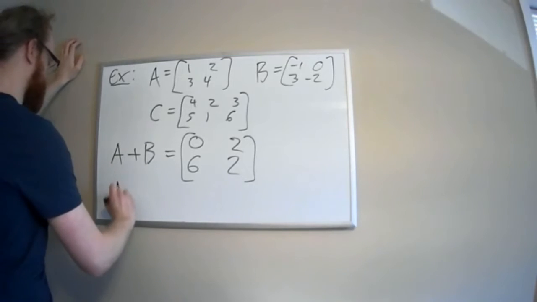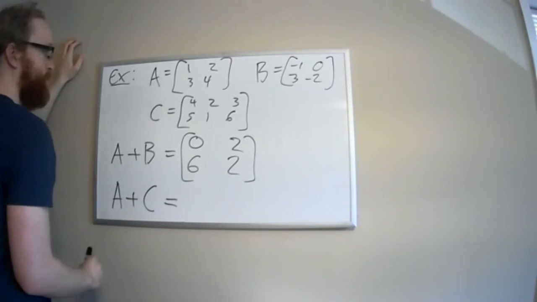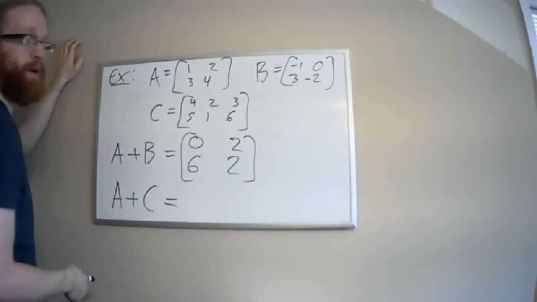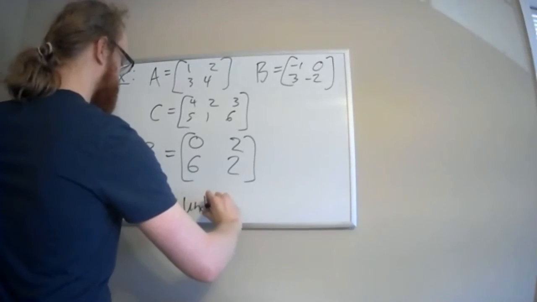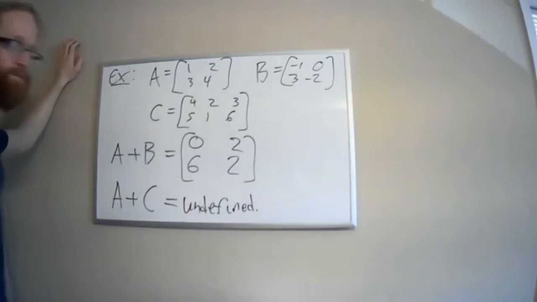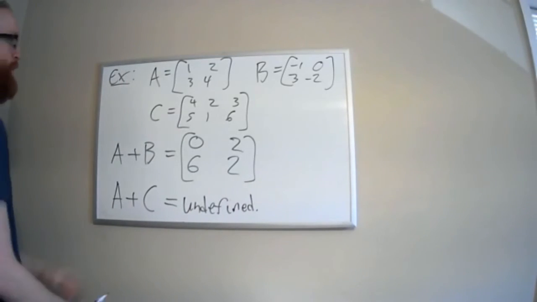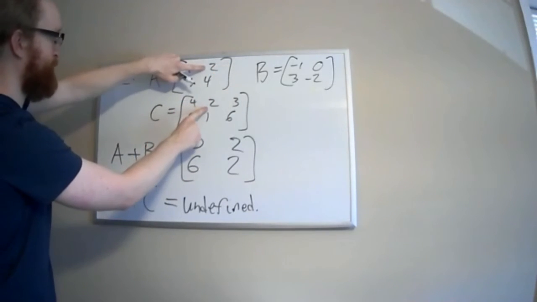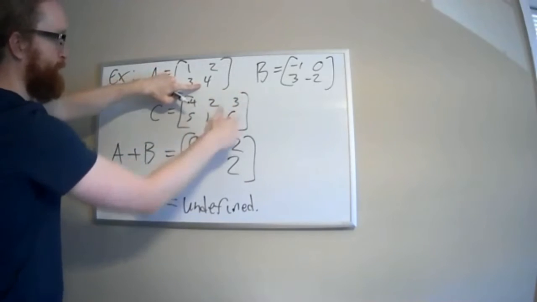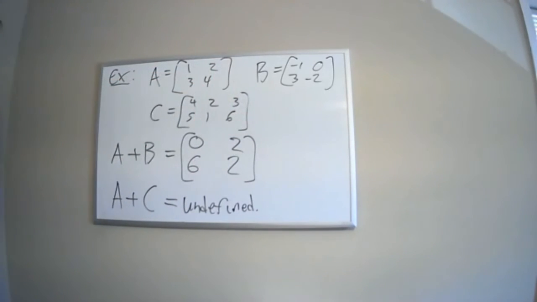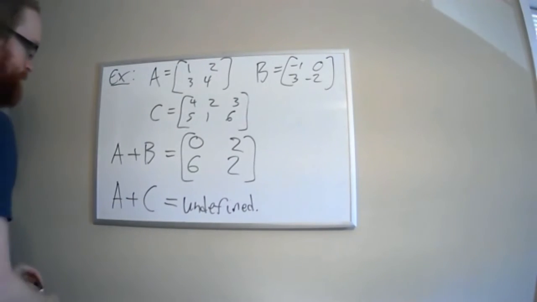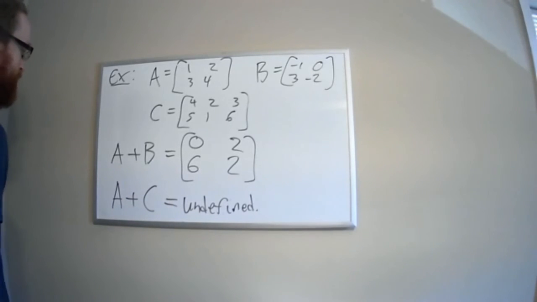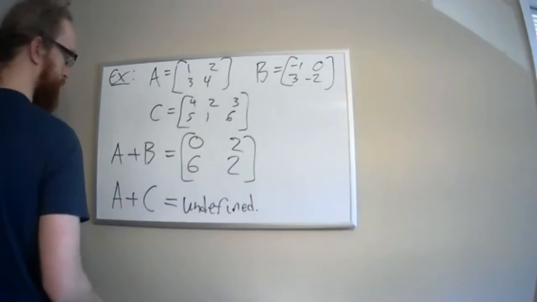And then just to check, what would A plus C be? Well, first I need to ask, do A and C have the same dimension? Oh, they don't. A is a 2 by 2, C is a 2 by 3. Those are different dimensions. A plus C is undefined. Because if I wanted to add something, I have nothing to add this 3 to, right? I've already paired these guys up. What do I do with these? I have nothing to do with those, so I just call this undefined because I can't pair up all the entries. Okay, so it's very important when you add to check that the dimensions make sense. They have to have the same dimension. Okay. So this is addition of matrices.